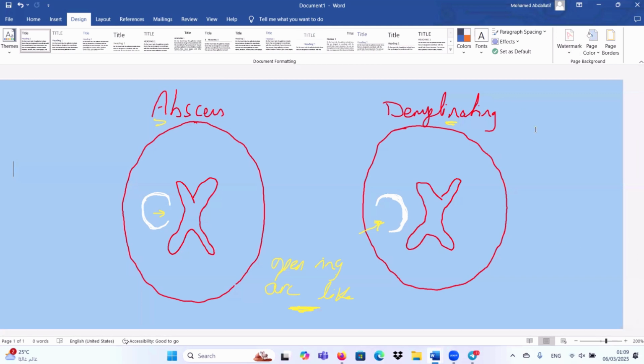By the time, we can forget which one is open inside or outside. The abscess can extend medially to open into the ventricular system and cause ventriculitis. So remember all the time that the abscess, if it is open ring, will be open medially, not laterally, while the demyelinating process will show the opposite direction of open ring enhancement.